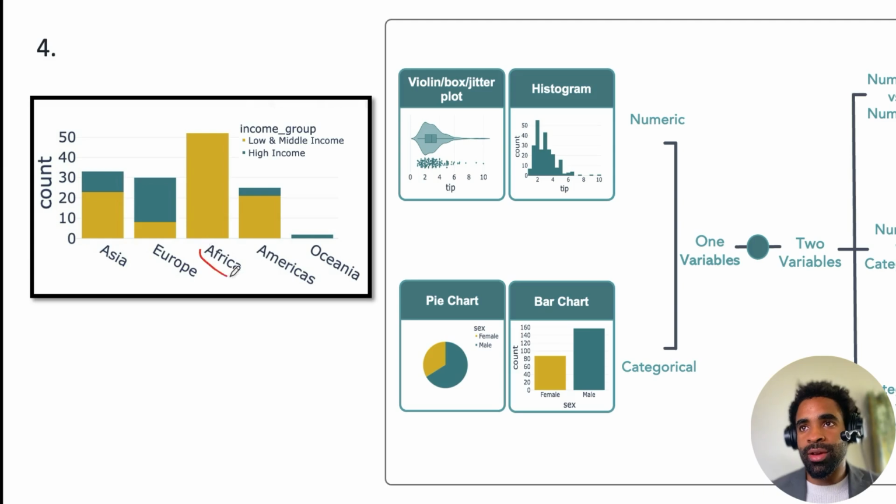So from this, you may notice all of the African countries are in the low and middle income category. Then maybe about 8 of the European countries are in the low and middle income category. All the Oceanian countries are in the high income category. But as you can see, there's very few of such countries. So hopefully you found that practice useful for building the intuition around picking specific plots.